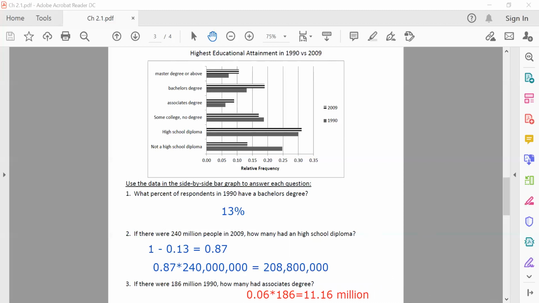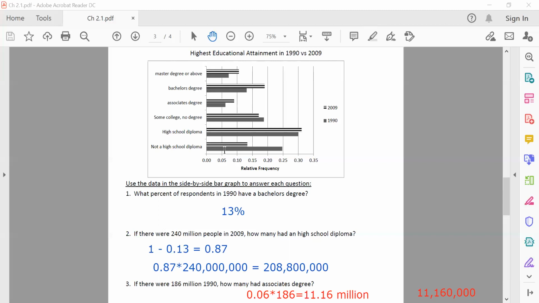And if you wanted, you could say that 11.16 million is 11,160,000 people, according to that. So reading a lot of these bar charts, these double bar charts even, they're very straightforward. The double bar chart, again, is great for making quick comparisons with your eye.